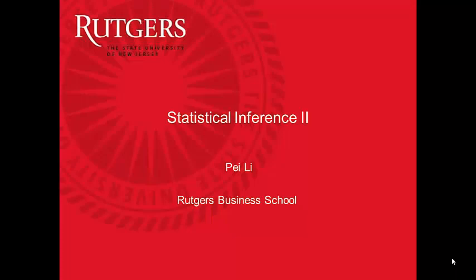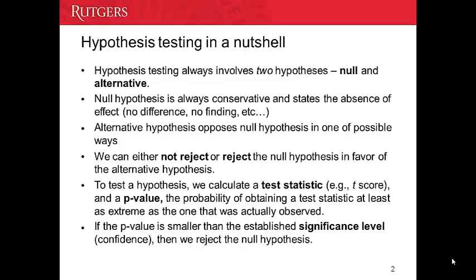To do that, we set hypotheses. We have two hypotheses: the null hypothesis and the alternative hypothesis. They are opposite to each other. The null hypothesis is always conservative. It states there's no effect, there's no difference, there are no findings.